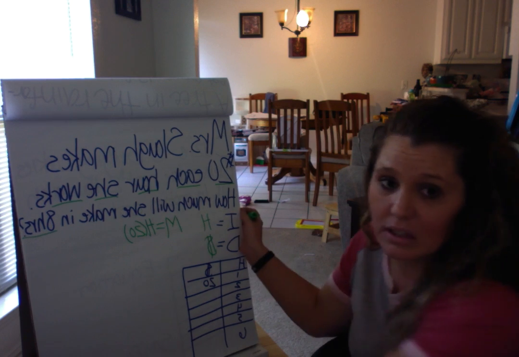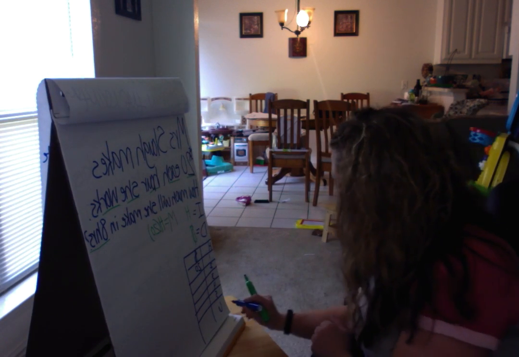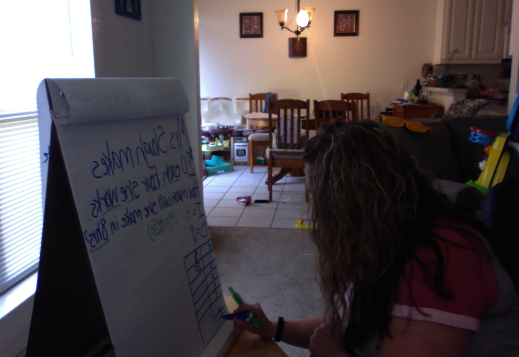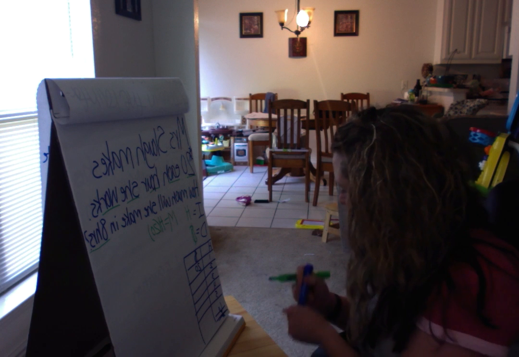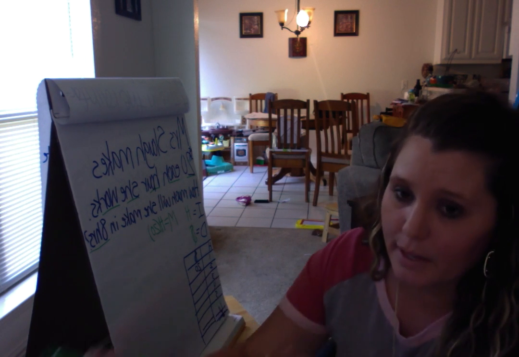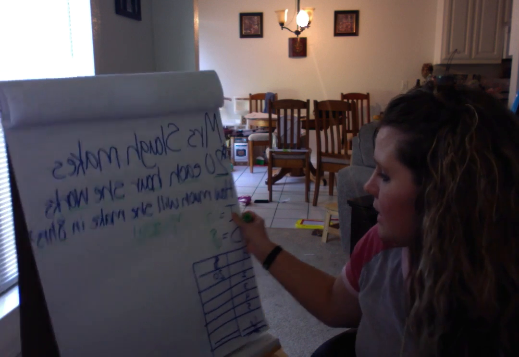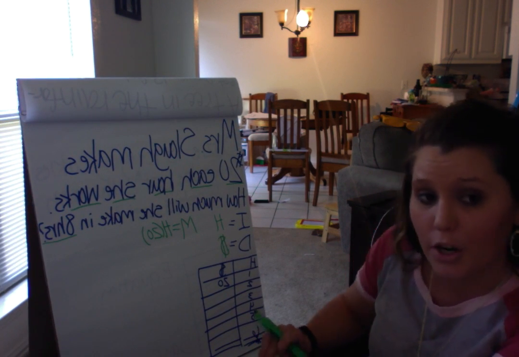Oh, oops. Hold on. This would make more sense if I had all my numbers here. 6, 7, 8. Silly. Okay, so here we go. We're going to go down, do a couple together as a class, and then I want you guys to try to do some with your partners, okay?